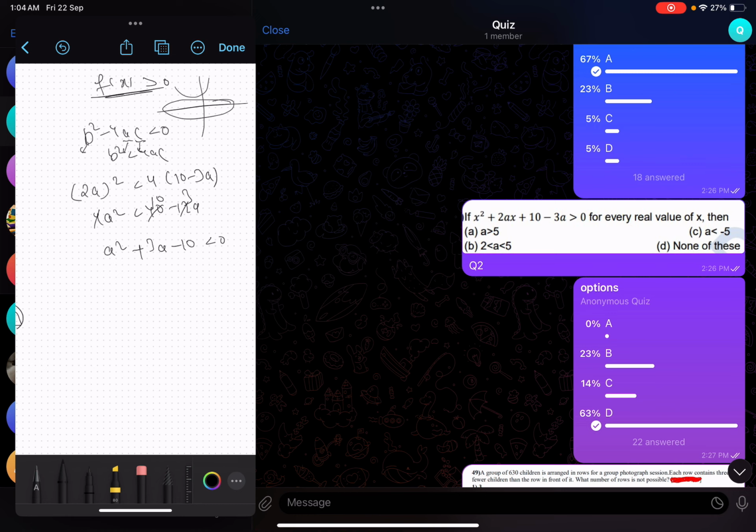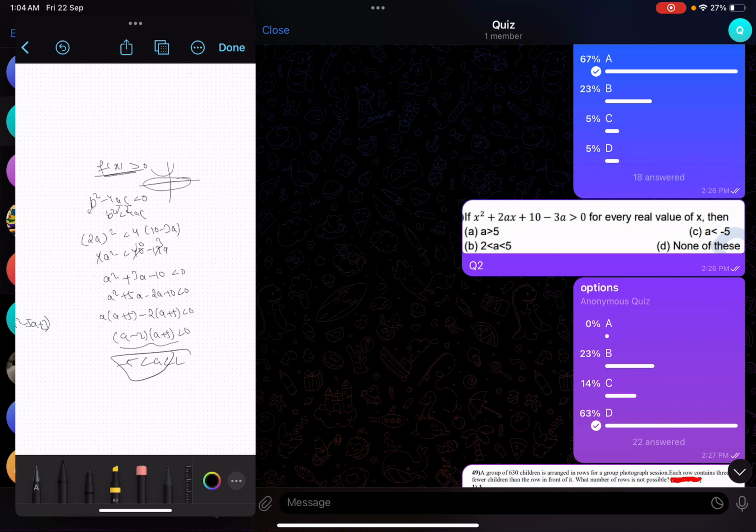Or did I make some mistake? Okay, a square plus 5a minus 2a minus 10 less than 0, so we can take a common, so (a plus 5)(a minus 2) less than 0. Okay, I was correct, I don't know why I got confused. Less than 0 means it will be from minus 5 to 2. None of the options are in such a way, so all are gone.